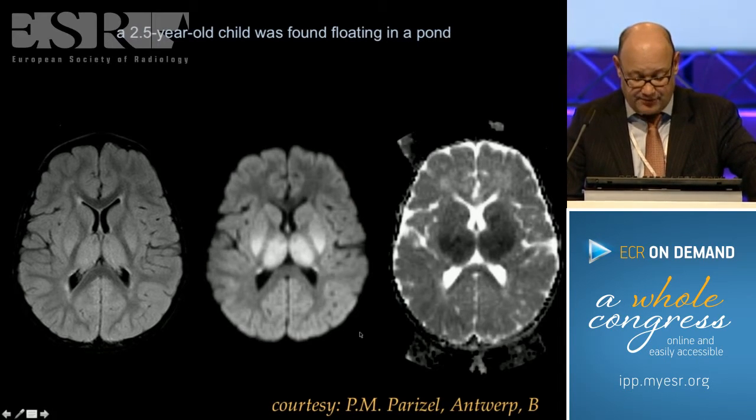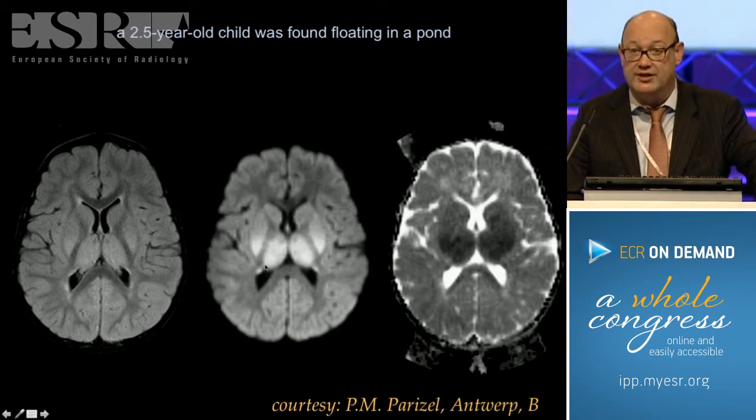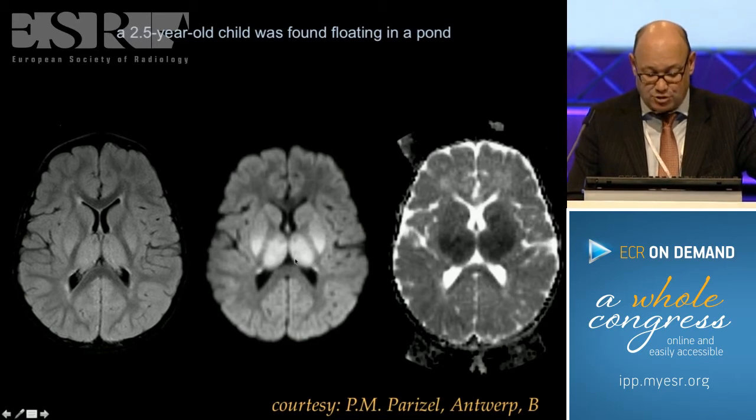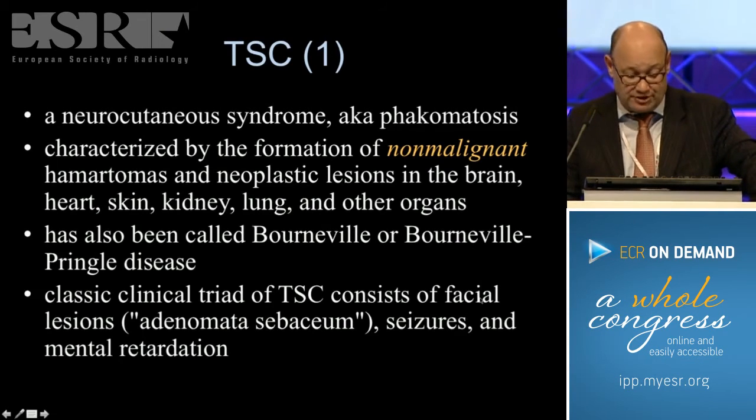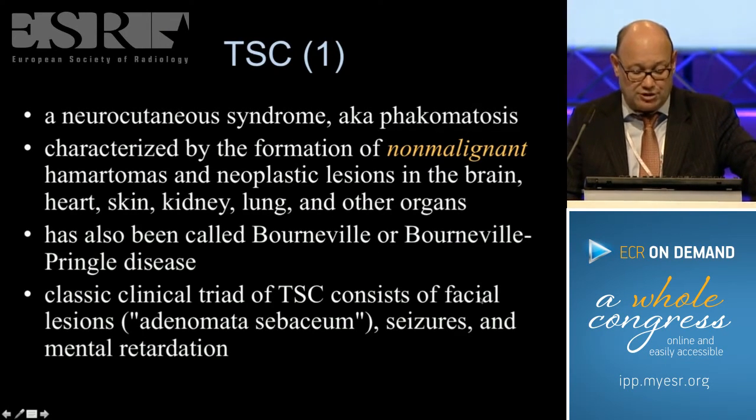This is a case that was given to me by my colleague Paul Parizel, in which you see the abnormalities bilaterally in the lentiform nucleus and also bilaterally in the thalamus. If you do diffusion-weighted imaging, it will show restricted diffusion with high signal on diffusion and black signal on ADC. But as you pointed out, the correct diagnosis was tuberous sclerosis complex, which is a neurocutaneous syndrome.